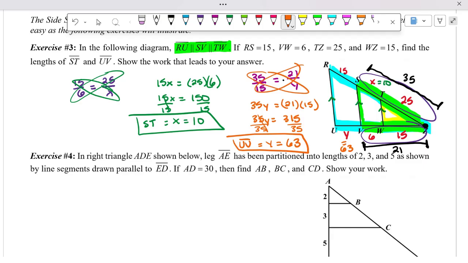Just remember when it comes to side splitter, it's always all of the small triangle over part of the big. That's how you set up the proportion for both. It's all of the small over part of the big. So it's going to be all of the small side over part of the big side. And it's the part that you didn't use.